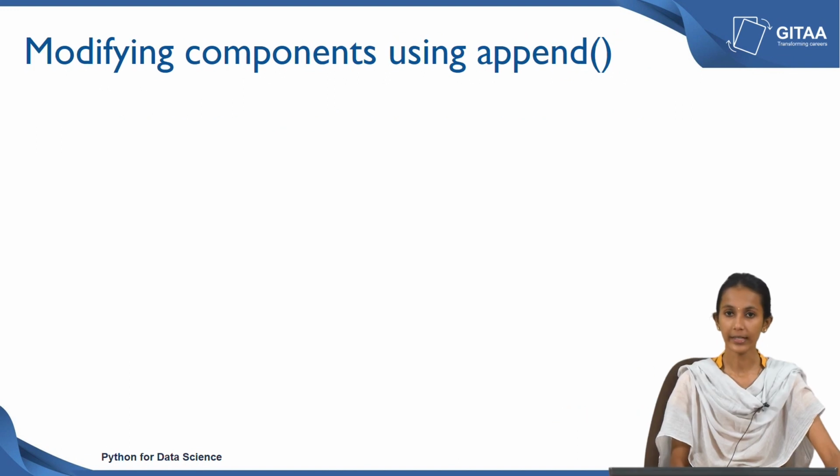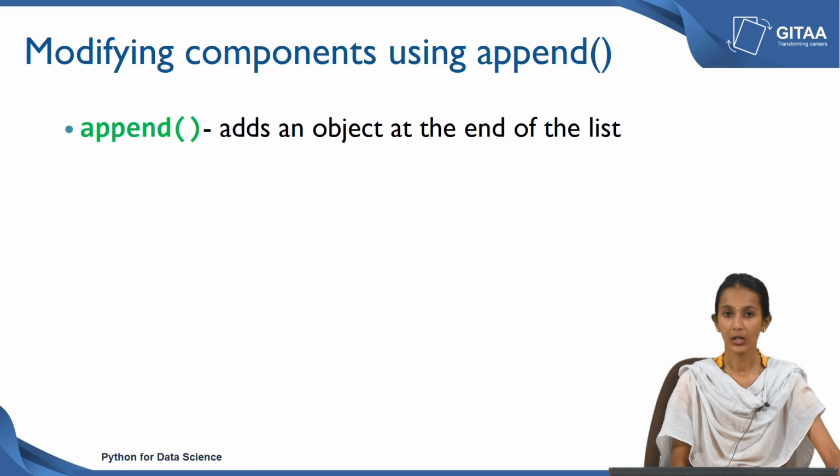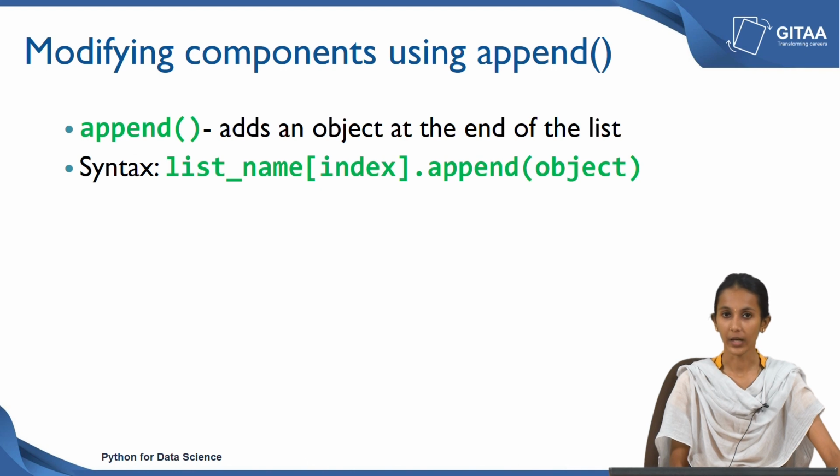Next, we will look at the inbuilt functions available in Python. Let us say I wanted to modify a component using the append method. What append does is, it adds an object at the end of the list. Let us look at the syntax of the append. List name, within the square brackets you specify the index number, dot append, and inside the parentheses you specify the object.